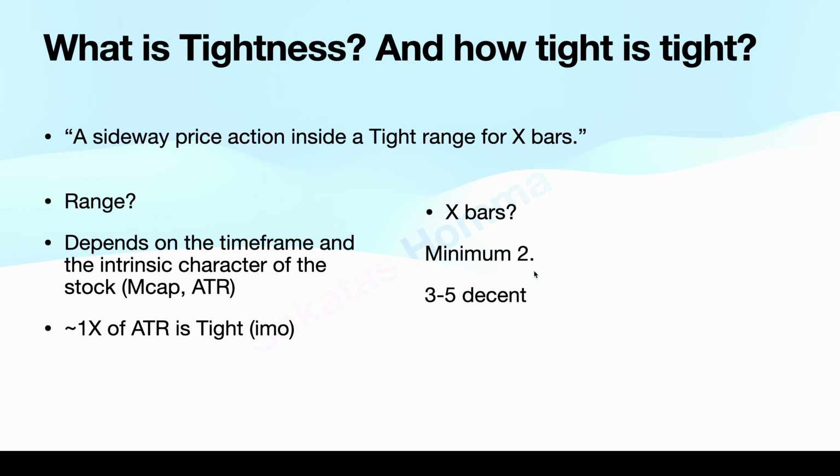Of course, 1 bar is also there, and you can still trade. One can still expect momentum coming after something gets tied after 1 bar. But minimum, in my opinion, to be decent, has to be 2 bars. 3 to 5 is decent. Okay. So now it depends on the time frame.